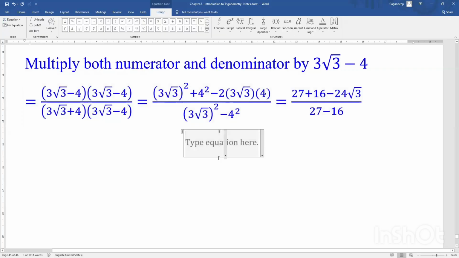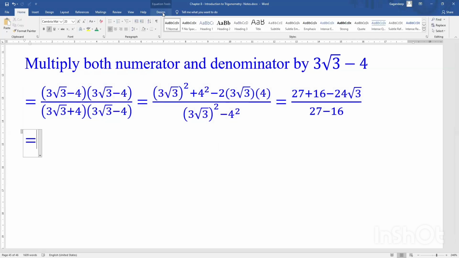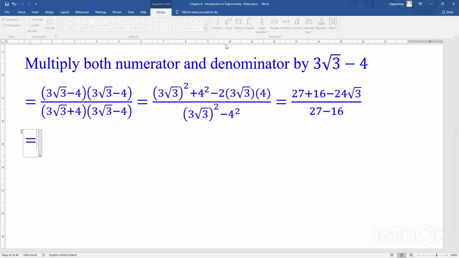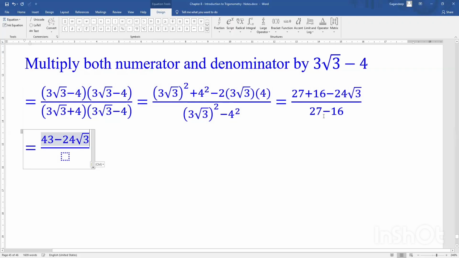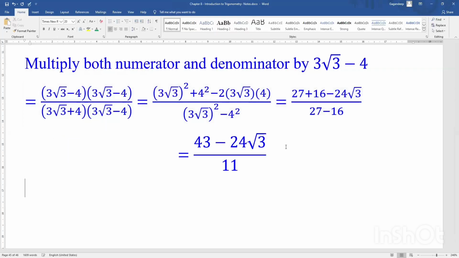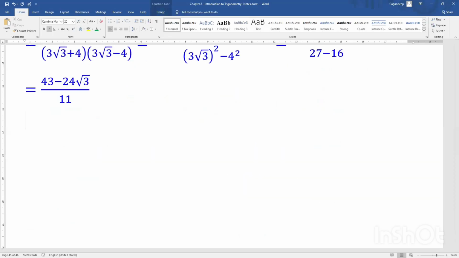It's equal to, so 27 plus 16 will be 43. So I get it as 43 minus 24 root 3. And denominator 27 minus 16, it will be 11. So this will be our final answer. Then we move on to the next question.